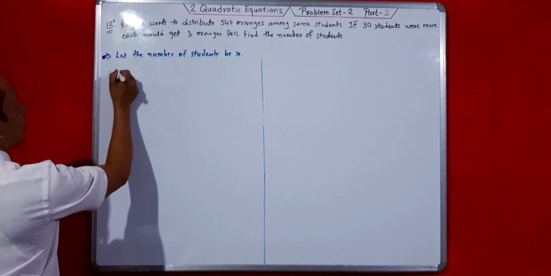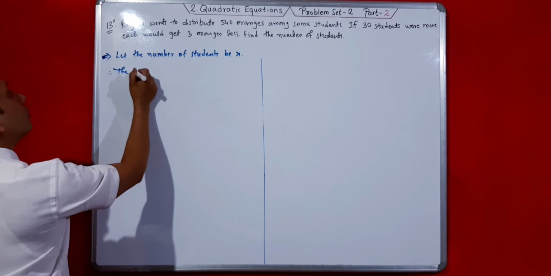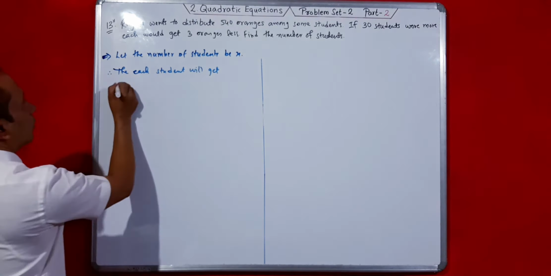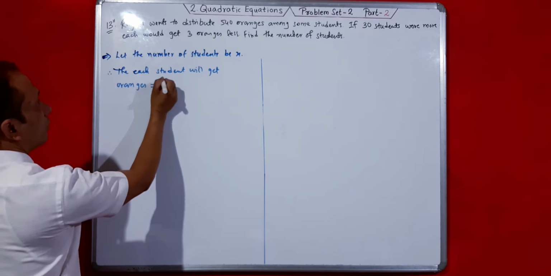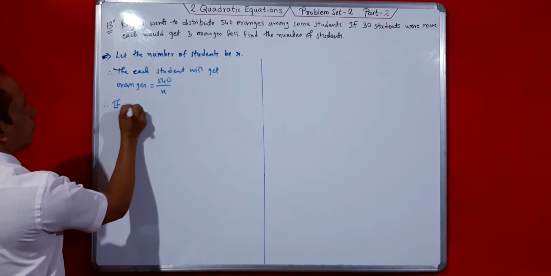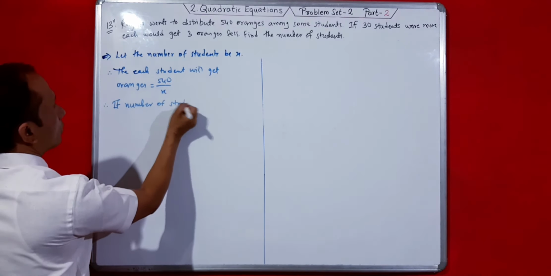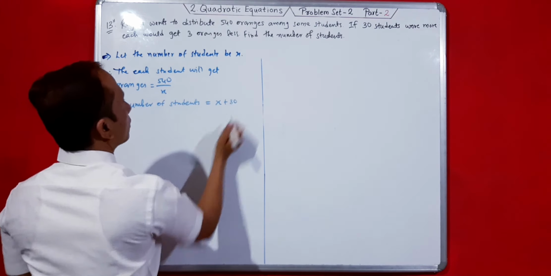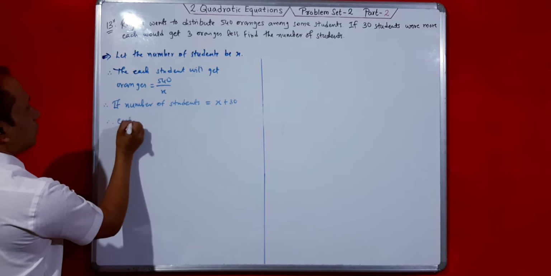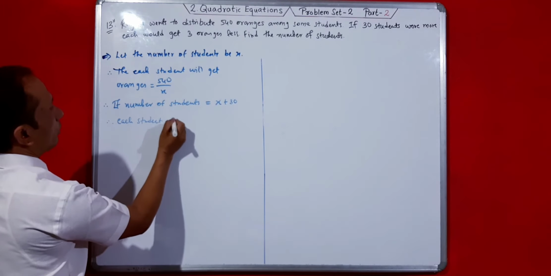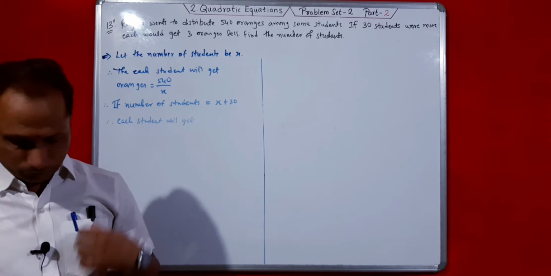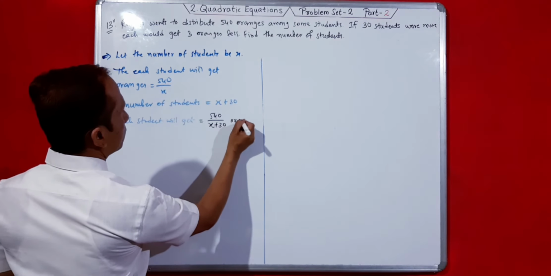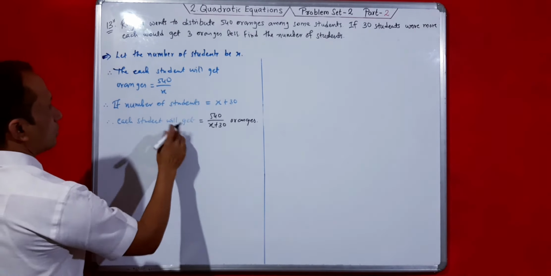Therefore each student will get 540 upon x oranges. If the number of students is x plus 30, each student will get 540 upon x plus 30 oranges. So this is the second condition.